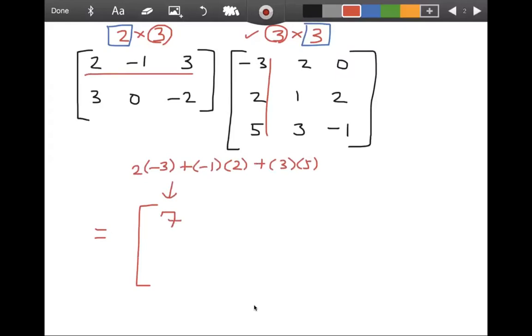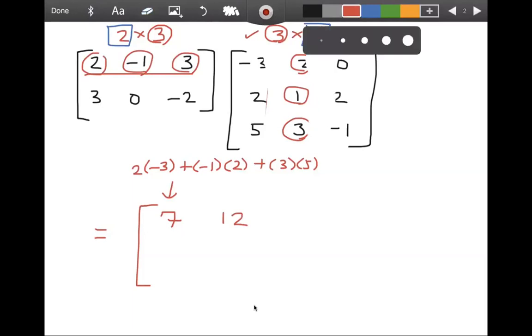All right, the entry in the first row, second column will come from multiplying the first row by the second column. So that would be 2 times 2 is 4, plus -1 times 1, which is -1, plus 3 times 3. So 4 plus -1 is 3. 3 plus 9 is 12. Okay, hopefully this is making sense. We'll do one more and I'll show my work this time.